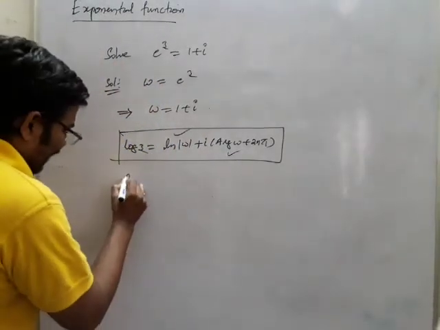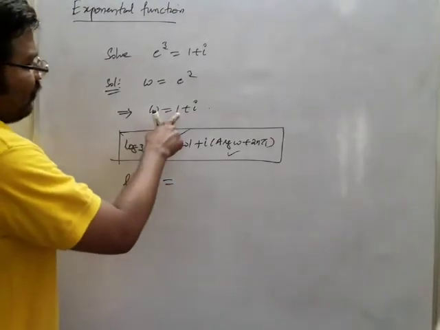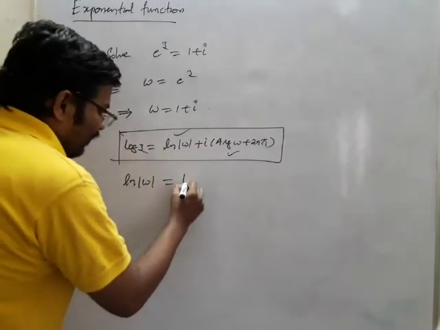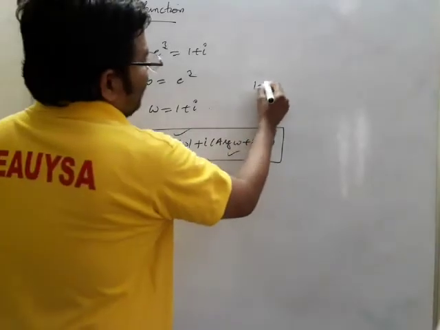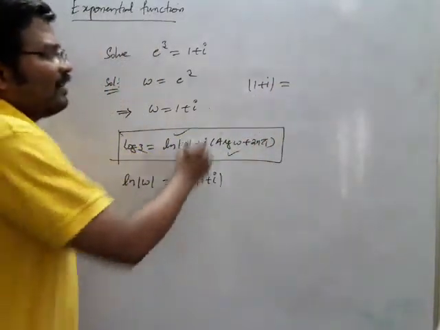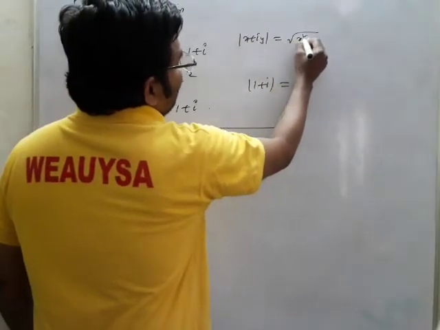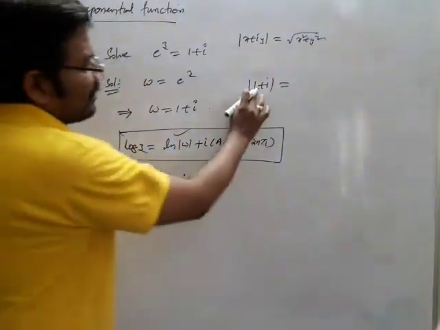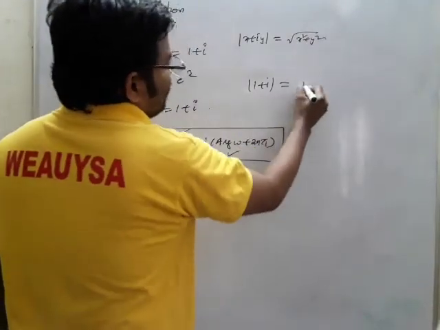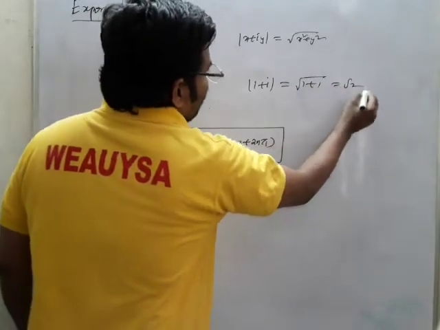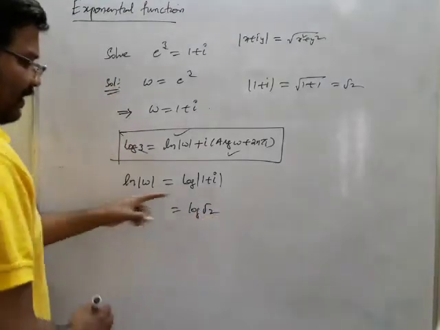So first of all, ln mod w I will find out. Mod w means w is equal to 1 plus I. So log of mod 1 plus I. What is mod 1 plus I? This is mod in the x plus iy form, which means the root of x square plus y square. So this is 1 square plus 1 square, 1 plus 1 is root 2. So the value is log root 2.